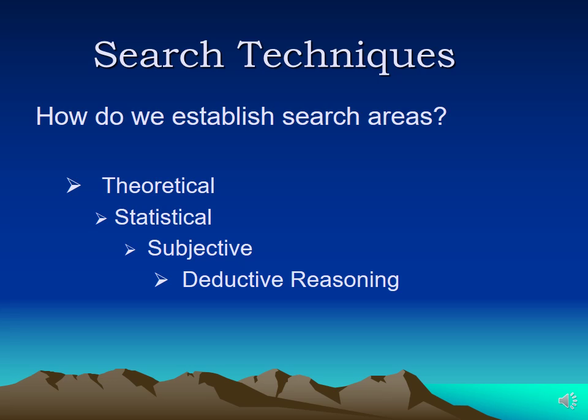Subjective considerations. These are based on geography, natural barriers, also intuition, clues, and subject's limitations. Deductive reasoning. Things in the terrain or other features that may direct the person's travel, such as a person is not likely to cross a large river or go down a vertical cliff.